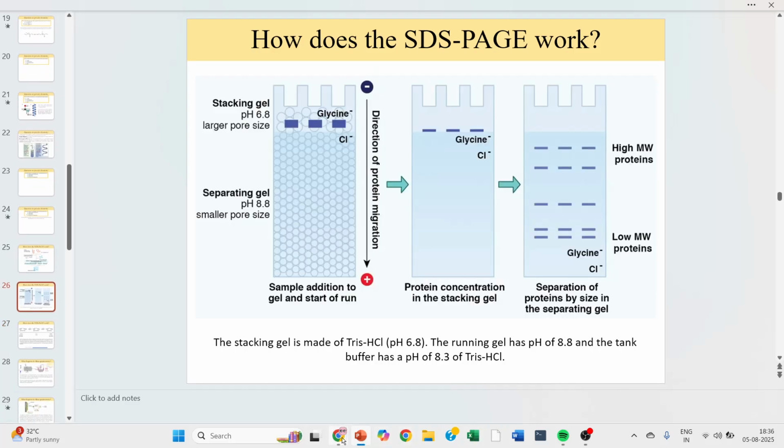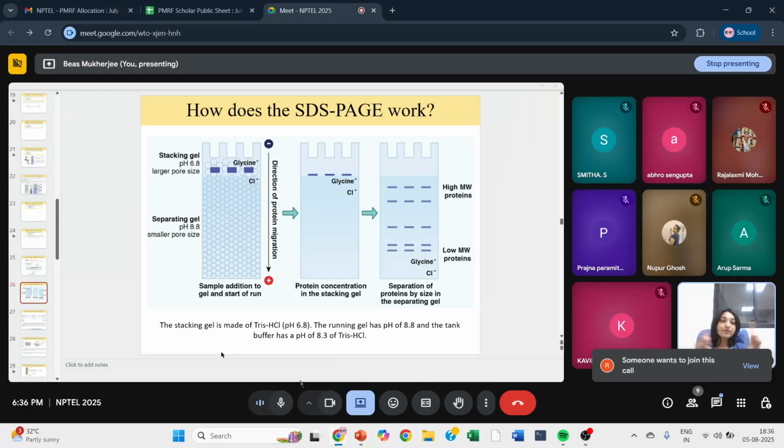Okay, so the gel is made up of two types of gels. It's called a discontinuous gel system. Why discontinuous? Because there are two different types of gels. It's actually a vertical process. Agarose gel is horizontal, but this polyacrylamide gel is actually vertical. The lower gel is called the resolving gel, and the difference is that it has a pH of around 8.8, pH of Tris chloride. The stacking gel has a pH of around 6.8.